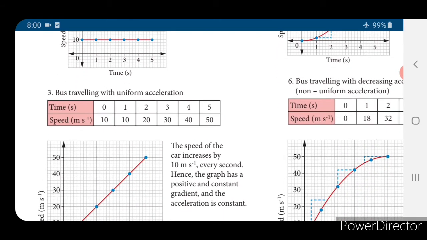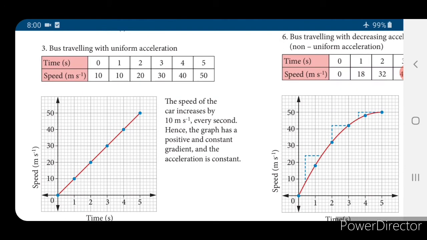Bus traveling with uniform acceleration. At time 0, the speed is 10. After 1 second the bus started to accelerate to increase the speed. So after 1 second, it travels at the speed of 10 meter. After 2 seconds, 20. After 3 seconds, 30. 4 seconds, 40. 5 seconds, 50.